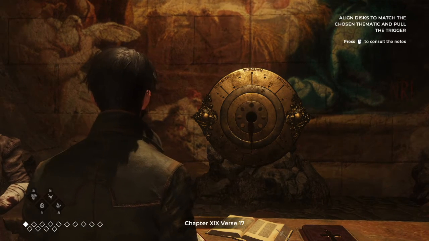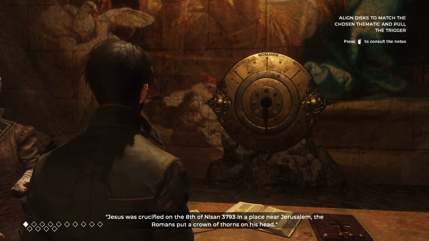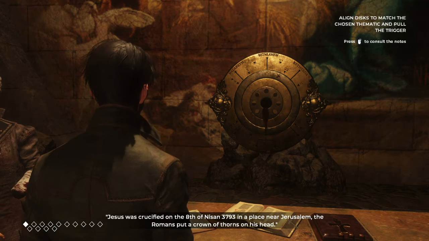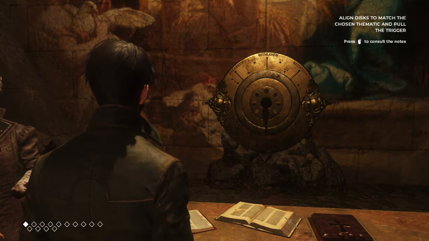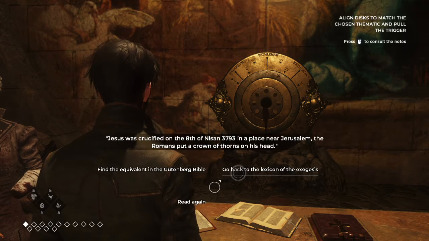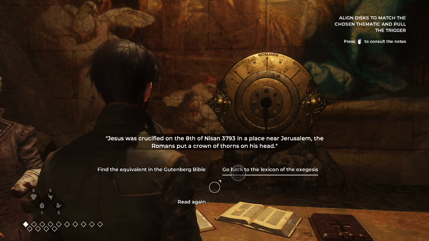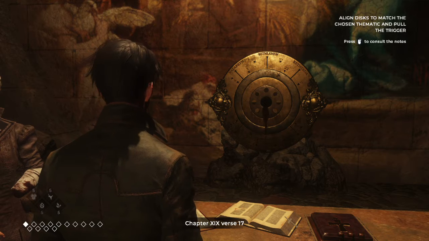Chapter 19, verse 17. Jesus was crucified on the 8th of Nisan, 3793, in a place near Jerusalem. The Romans put a crown of thorns on his head. The 8th of Nisan, 3793.